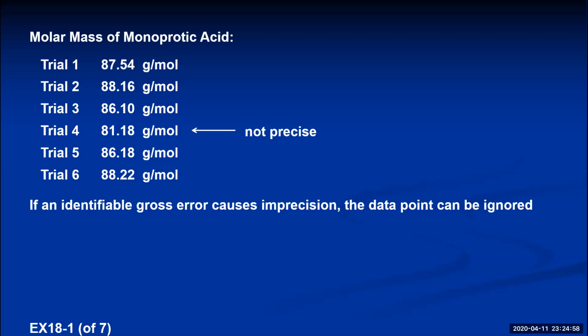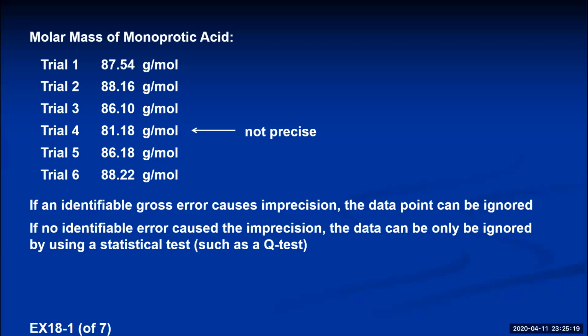It could also be maybe there was a bubble in the stopcock tip and the bubble blooped out in the middle of the experiment. That's going to give you an error. Or some of the solution spilled, or some of the solid acid you were weighing out didn't all dissolve and got stuck up on the side of the flask. Any one of those would be an identifiable error, and you would be able to ignore the point.